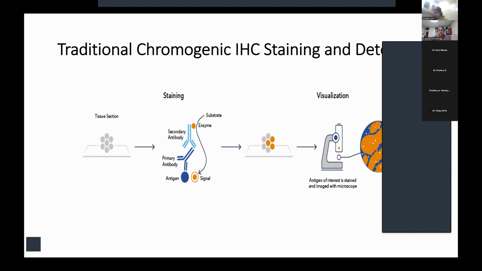This colored precipitate is then visualized on the slide under the light microscope, and we have to localize the target protein as to whether it is in the membrane, in the cytoplasm, or in the nucleus. This interpretation we are able to do in the background of morphological features.